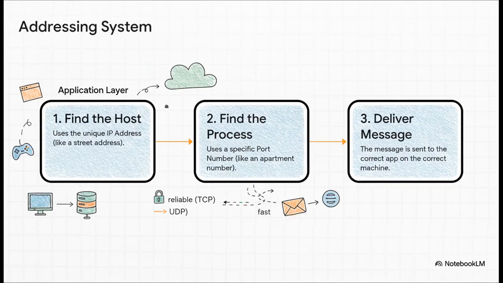So how does the network know which door to deliver the mail to? It uses a two-part address, just like the Postal Service. First, you have the IP address. Think of that as the street address for a big apartment building. It gets the message to the right computer. But once it's at the building, it needs to find the right apartment, right? That's the port number. It tells the computer which specific application should get the message. This is how your computer knows to send an email to your email app and not to your web browser.